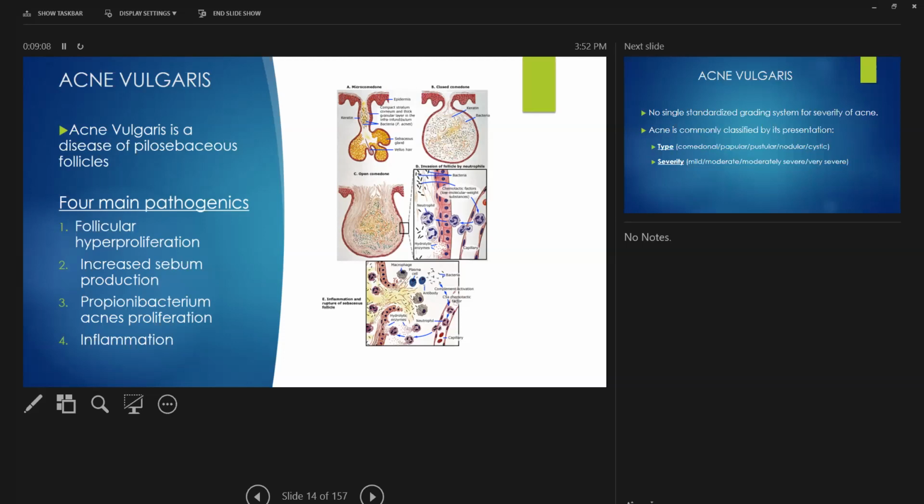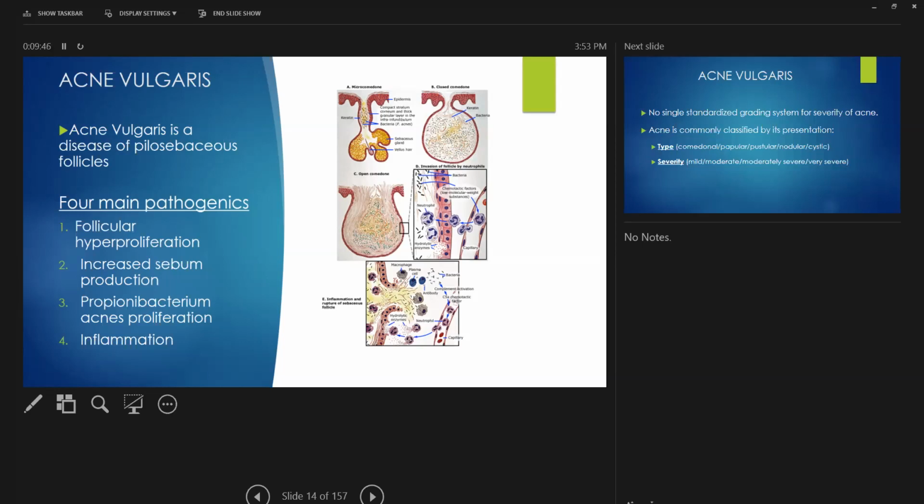So acne vulgaris. Acne vulgaris is a disease of the pilosebaceous follicles. There's 4 main pathologies going on here. You've got follicular hyperproliferation, so where the follicles are getting larger. You have increased sebum production. You have the increase of the bacteria that live in there, the Propionibacterium.